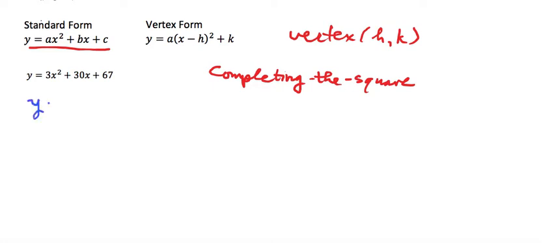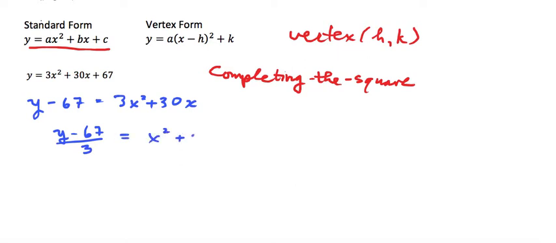So the first thing I'll do is I'll move the 67 here to the left side of the equation. So y minus 67 is equal to 3x squared plus 30x. And remember, we cannot complete the square with a coefficient in front of the x squared term here. So we're going to divide everything by 3. So you have (y minus 67) over 3, and that is equal to x squared plus 10x.